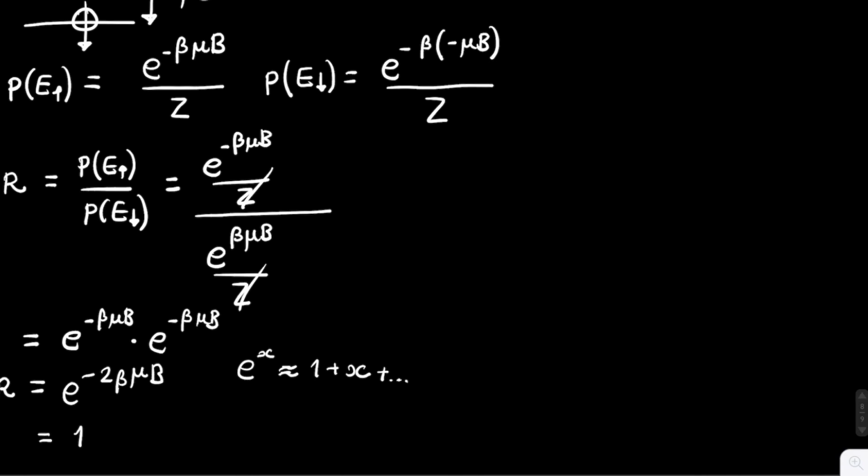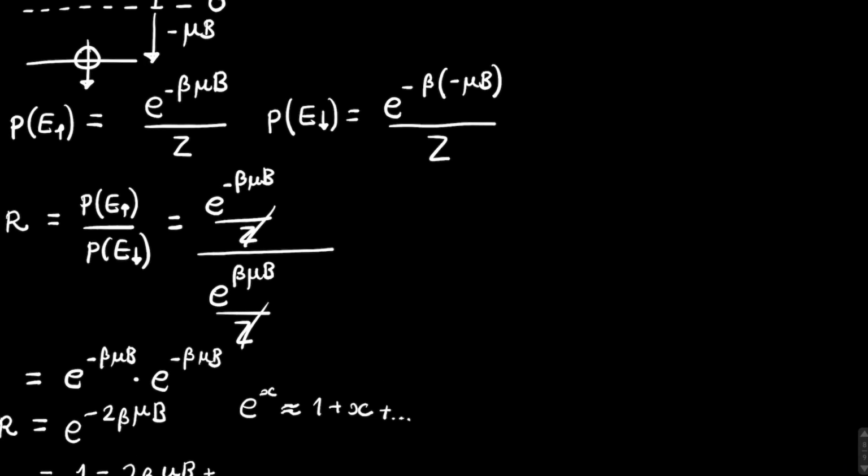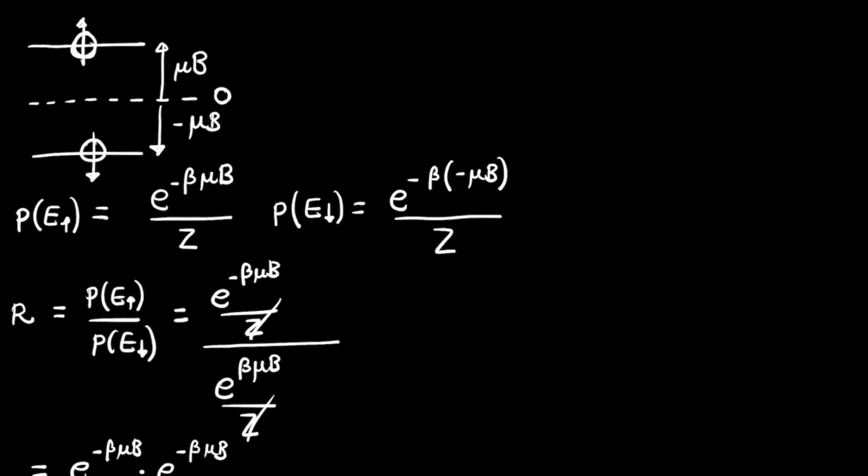And so we can simply see that that's equal to 1 plus x. Well, what's x? Well, x is going to be this whole term right here. So it's actually going to be a minus rather than a plus. 1 minus 2 beta mu b. And there's also going to be some other terms, but we're not going to worry about that. So this ratio is approximately equal to 1 minus 2 beta mu b. So what are we going to do with this? Well, we can't really do too much more unless we know a few of these values.